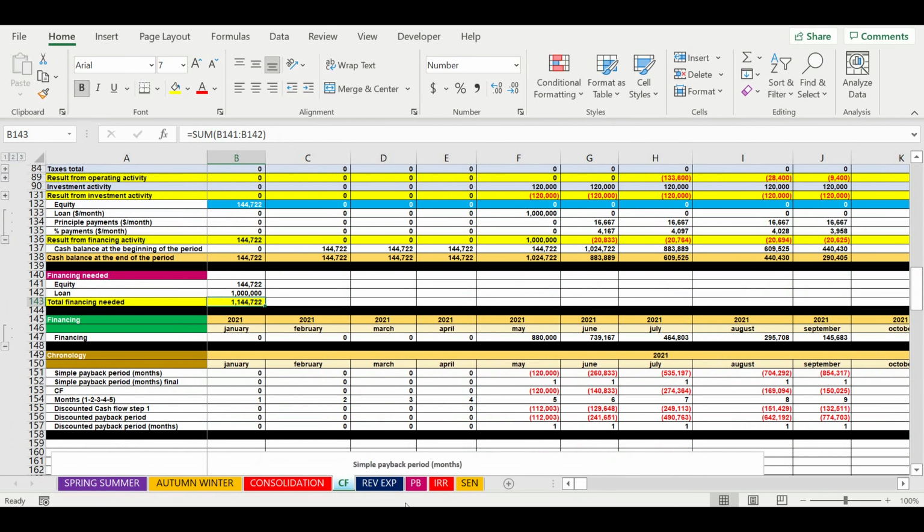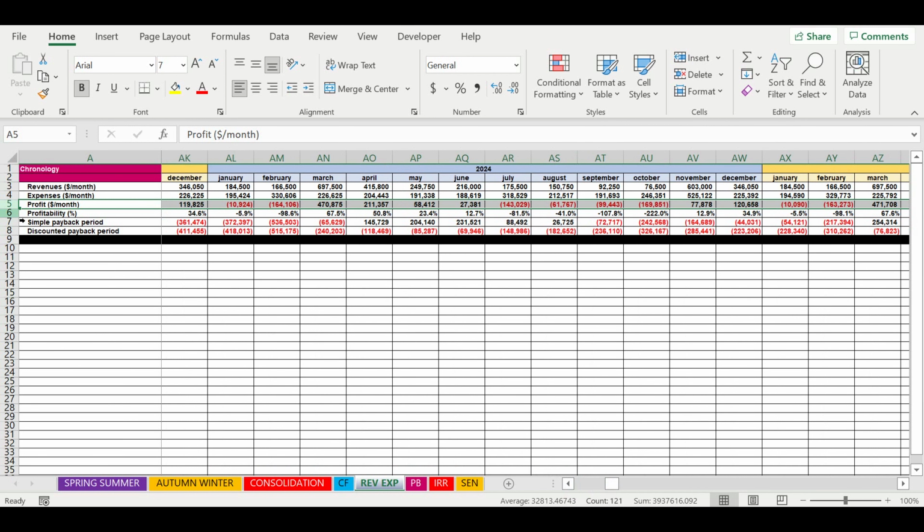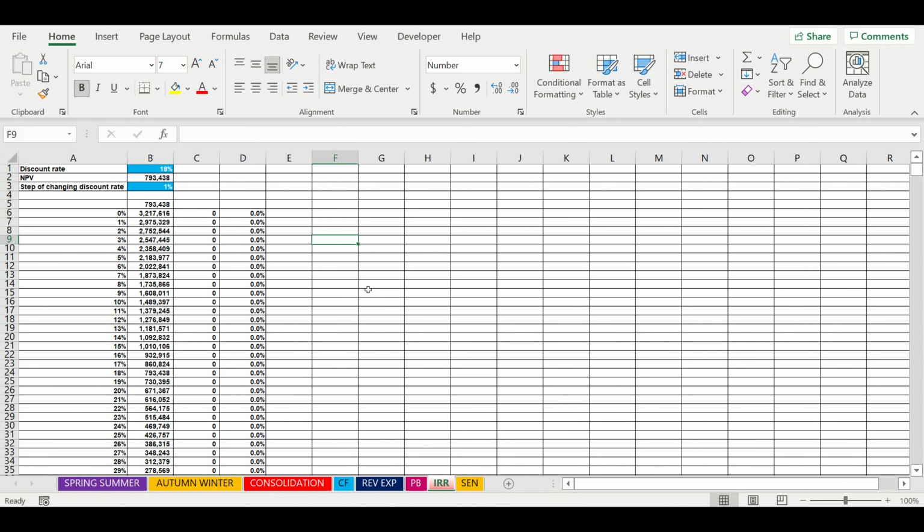Then on the next sheet you can see a very simple table which shows you the revenues, total expenses, total profit in your pocket, profitability. These are the two lines for simple and discounted payback period diagrams. Here they are. Then we specify our discount rate and the step of changing the discount rate to calculate the internal rate of return, which goes here.